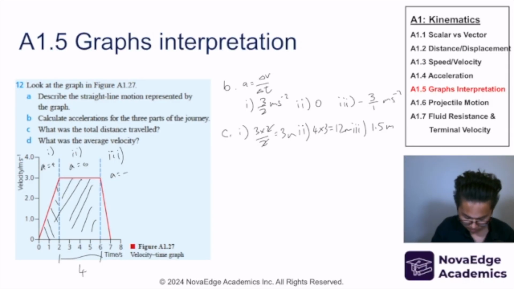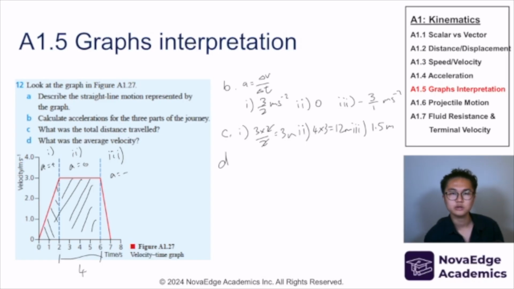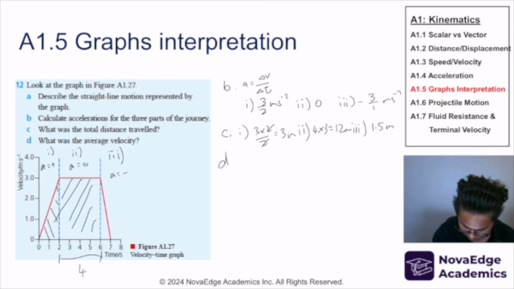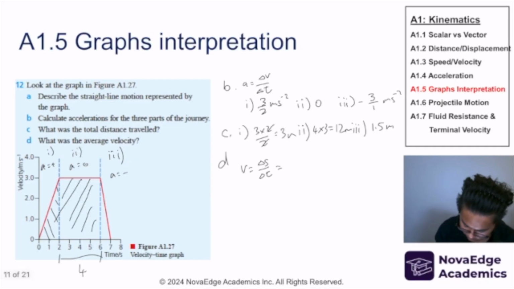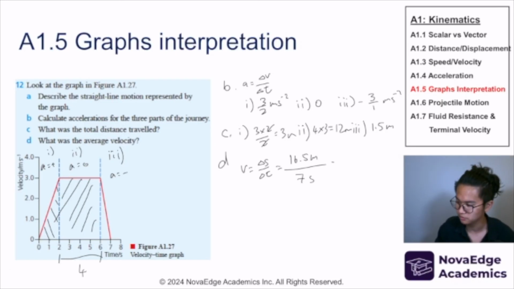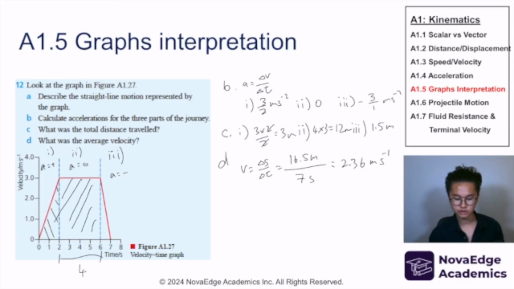Cool. Part D, what was the average velocity? Well, we can get the average velocity because we know the total distance traveled and the total time it took to travel that distance. So velocity is equal to s over t, which in this case is the total is 15 plus 1.5, 16.5 meters divided by 7 seconds, which should give you a value of 2.36 meters per second. We're going to end it here. Stay tuned for the next part, which is projectile motion.